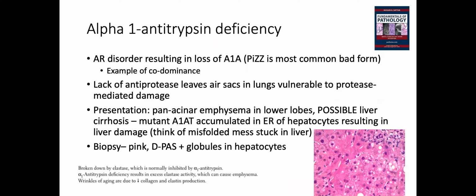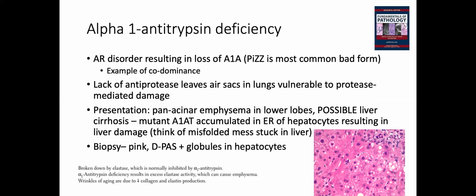Next slide. Alpha 1 antitrypsin deficiency is an autosomal recessive disorder resulting in the loss of A1A. The most common form is PiZZ, and it's an example of codominance as well. Little First Aid knowledge for boards. Lack of antiprotease is going to leave the air sacs and lungs vulnerable to protease-mediated damage. And the presentation is going to be a panacinar emphysema in the lower lobes. And possibly it can lead to liver cirrhosis.